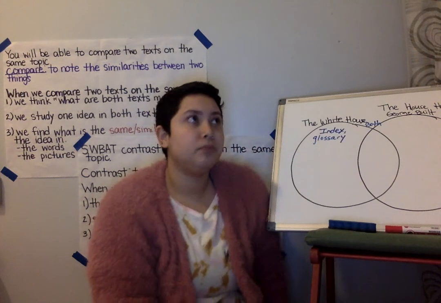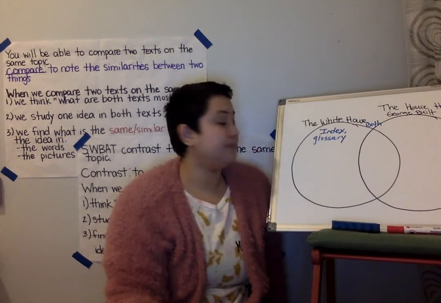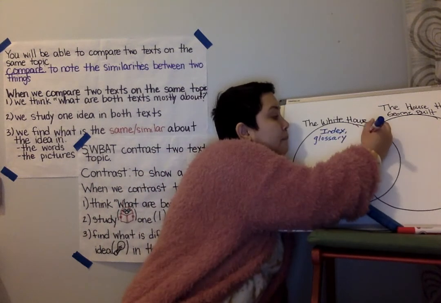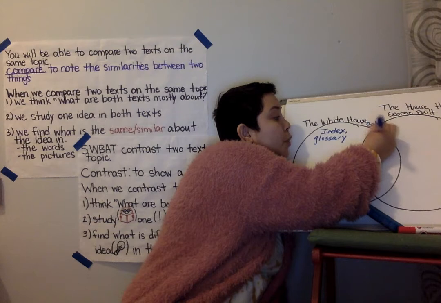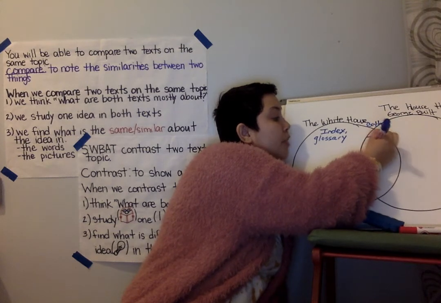Now, what is something that we can put in the middle that both texts are about? Yeah, both texts are about the White House. They also call it the president's house.